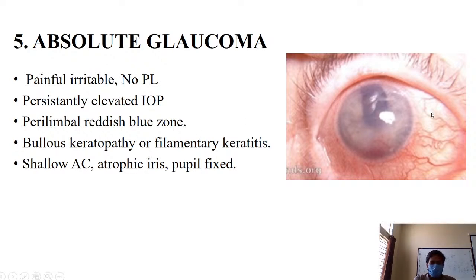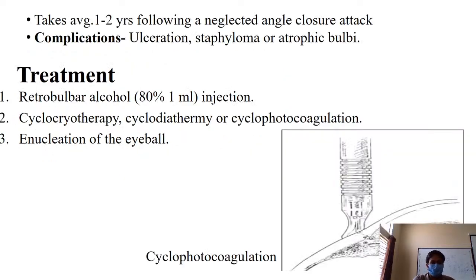There will be a perilimbal reddish blue zone. There will be some bullous keratopathy. There will be corneal vascularization and atrophic iris and pupil. Absolutely, the patient has what we call optic atrophy. The optic nerve is not functioning at all, but still the patient has pain. What do you do for these patients?